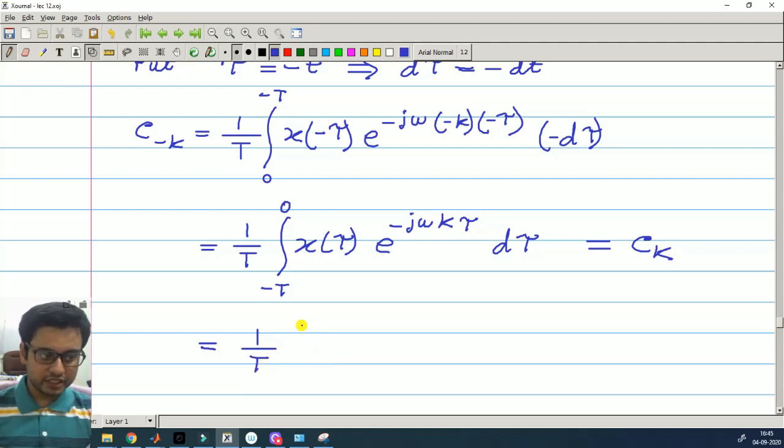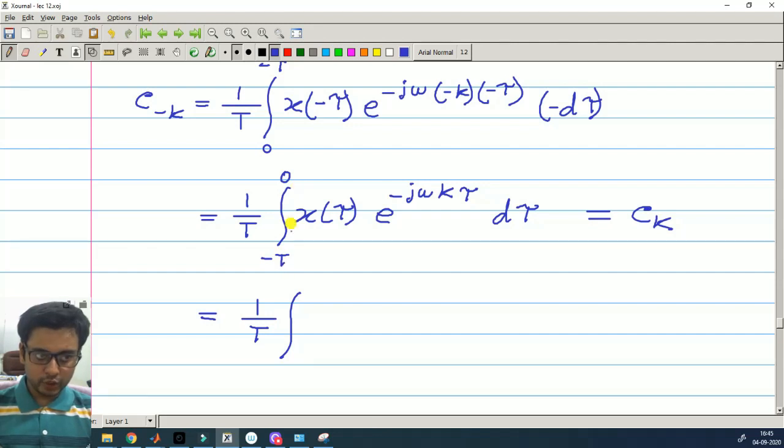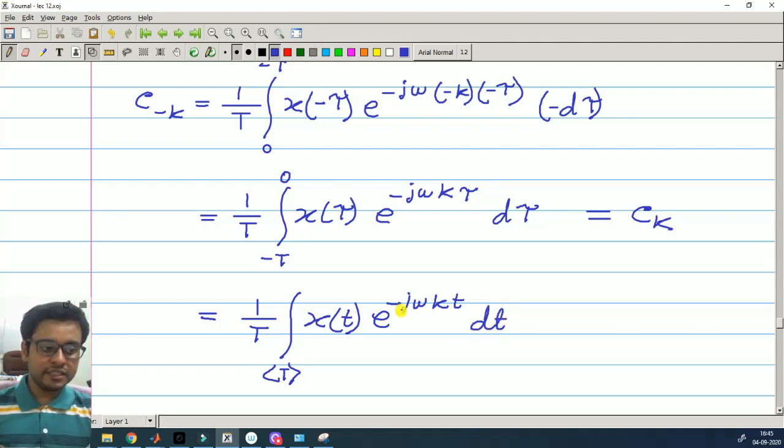This is 1 over T. Integration is actually over a complete cycle. Now tau is a dummy variable, so you may put in place of tau any other variable you like. I am putting t, and this now clearly looks like c k. So that is the proof.